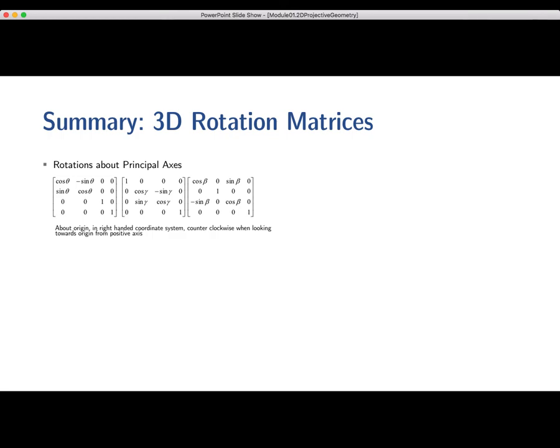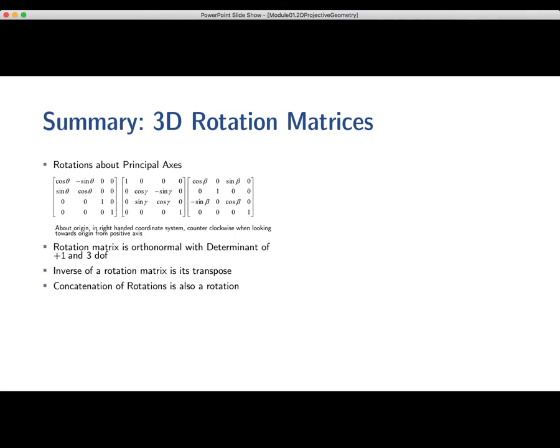So rotations about the principal axes are written as these matrices, and they are about the origin in a right-handed coordinate system, counterclockwise when looking towards the origin from the positive axis. That's the sense of what this matrix means in terms of positive rotation. A rotation is an orthonormal matrix with determinant +1, and it has 3 degrees of freedom. The inverse of a rotation matrix is its transpose, because that's true for any orthonormal matrix. Concatenations of rotations are also rotations. In fact, rotations form a group.